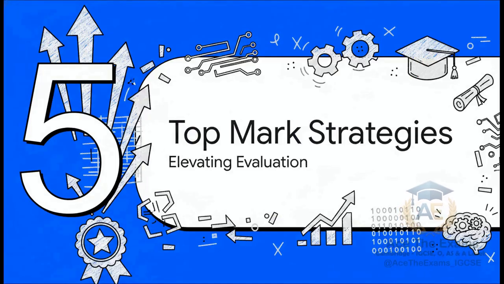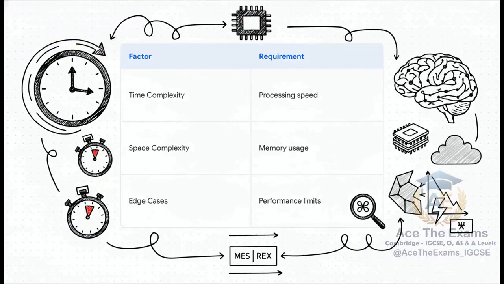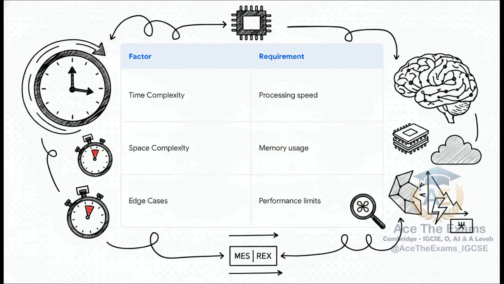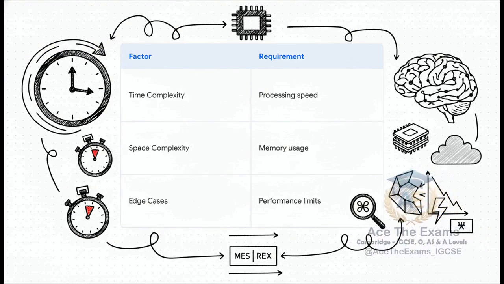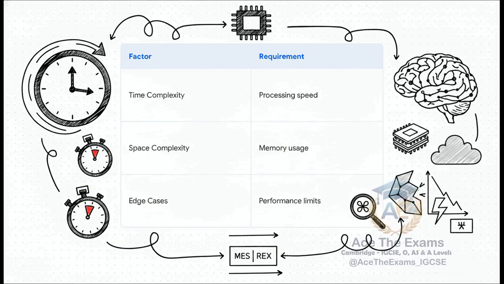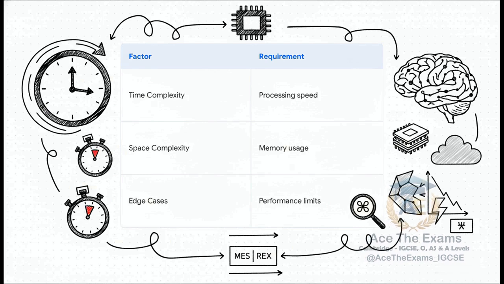Section 5. Top mark strategies, elevating your evaluation. Okay, so when it comes to evaluating algorithms and comparing assembly language to high-level languages, top-tier candidates will systematically break down 3 specific factors. Number 1, time complexity. How exactly does direct hardware manipulation impact your processing speed? Number 2, space complexity. What is the actual, tangible memory footprint of your machine code? And number 3, edge cases. What are the actual performance limits of the hardware itself? Systematically addressing these 3 things is exactly how you hit those higher-order analysis marks.